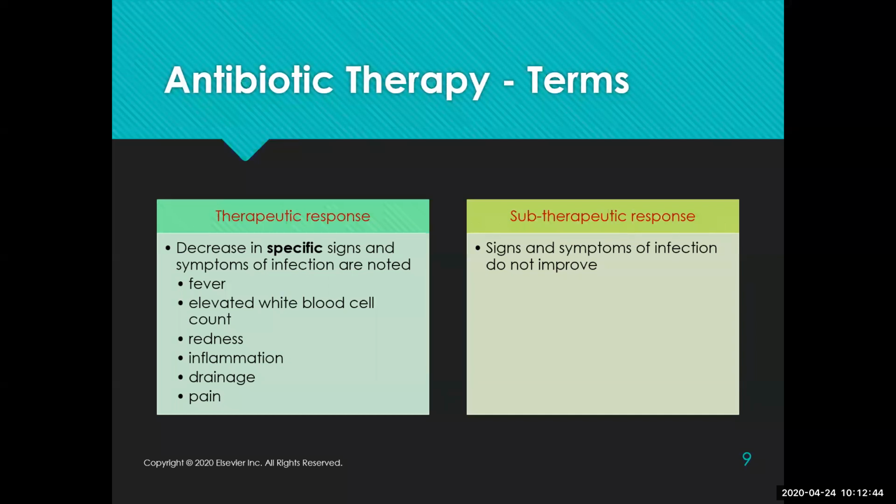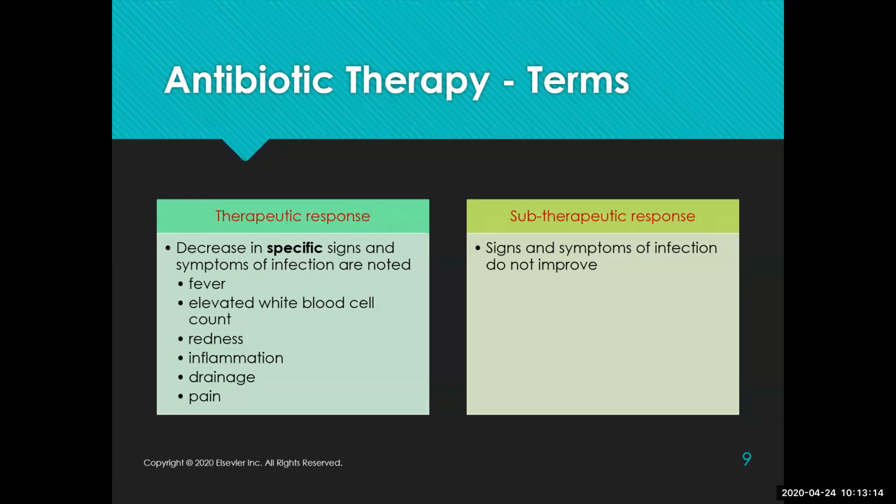Now, when these signs and symptoms do not improve, that's considered subtherapeutic or non-therapeutic. We aren't getting a good response at all, and we have to then determine what course needs to change. Perhaps in the hospital, it means we need to change drugs, or if somebody is self-administering their antibiotics, perhaps for a urinary tract infection, and they follow up with their provider and say, I'm still having pain on urination. The urine is still cloudy, and I still have a low-grade temperature.